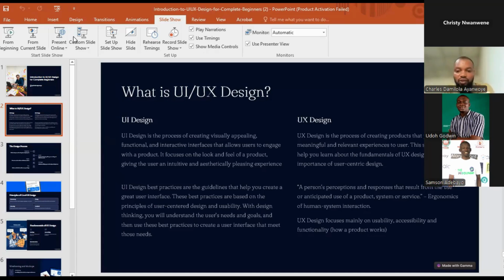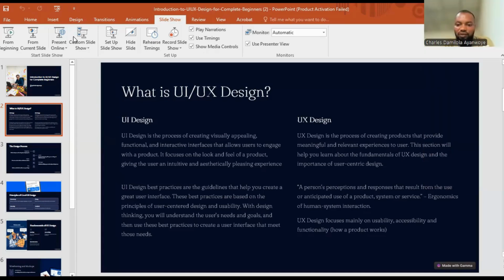Now, let's check UX on the other part. UX is the process of creating products that provide meaningful and relevant experiences to users. You create products that provide meaningful and relevant experience to users. Remember, UI is the process of creating visually appealing, functional, and interactive interfaces that allow users to engage with the product. These are two different things.